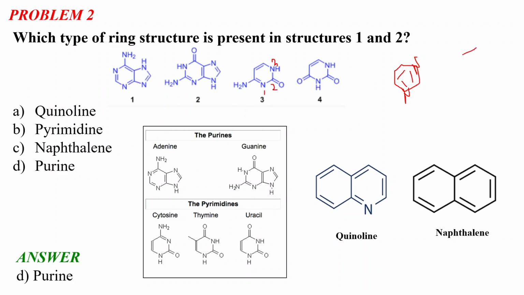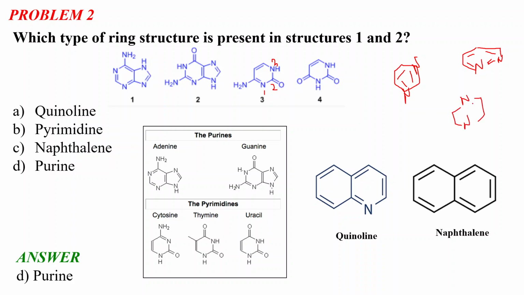If the nitrogens are at the 1 and 2 positions, so there is a nitrogen here and a nitrogen here side by side, this is called, I think, pyridazine. And there is also one more called pyrazine. Pyrazine has nitrogens at the 1, 4 positions.